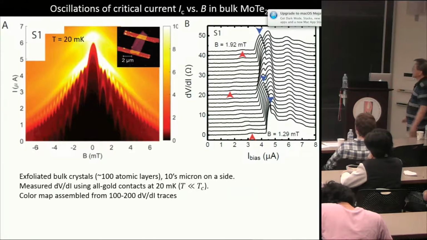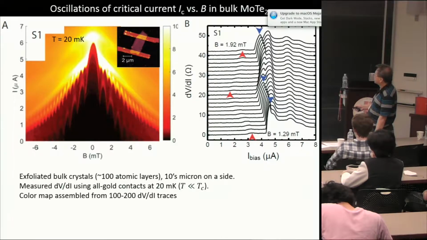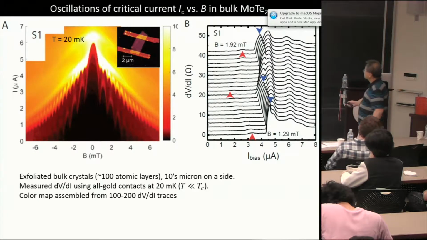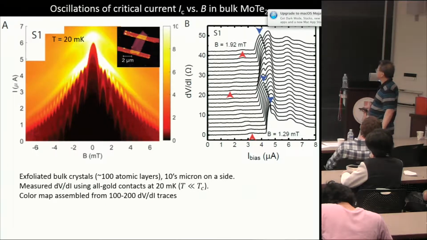And this is what you see. So, the experiment is as simple as you could possibly imagine. It's a two-probe experiment. That's the exfoliated crystal. So we usually work with 100 atomic layers, tens of microns on the side. Here it's 2 by maybe 6 or 8 microns. And then just measure the differential resistance. Right? So it's quite straightforward.